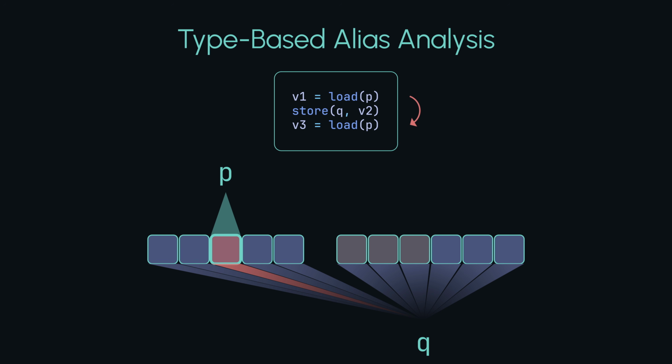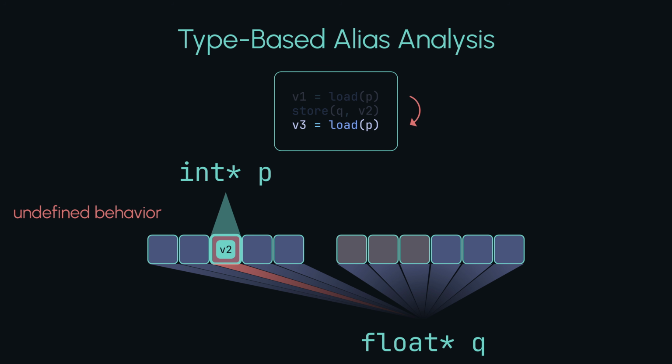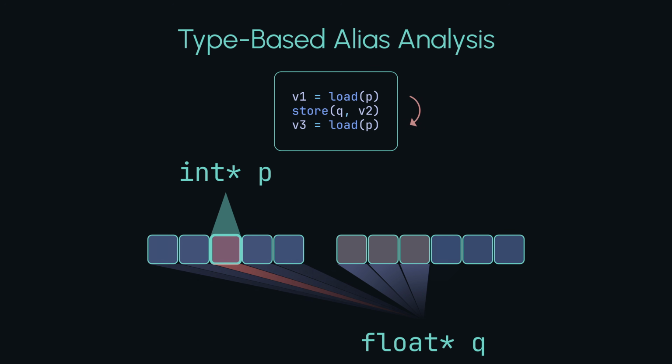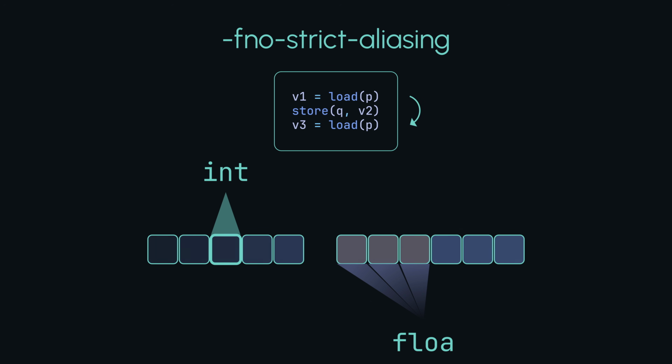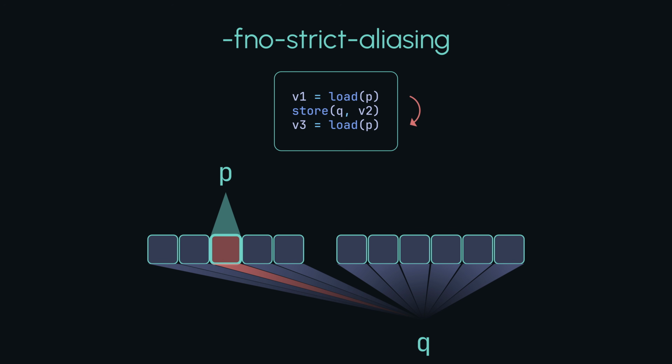C says you may only read an object through an expression of a compatible type. So if a program writes through a float and then reads through an int, that's undefined behavior, and the compiler is free to assume it simply never happens. But real projects do this constantly, which is why projects like the Linux kernel build with the no strict aliasing flag. A different angle is tracing where each pointer actually came from, which is points-to analysis.